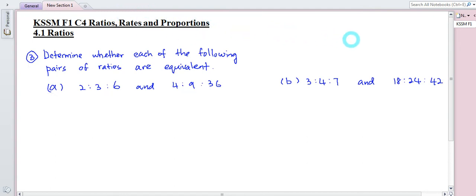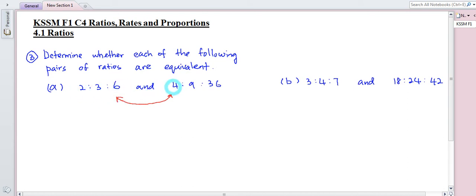Okay, so we go to the last part for this video. Determine whether each of the following pairs of ratios are equivalent. If equivalent, it means that these two ratios are the same. So this 2, 3, 6. They don't have any common factors. We stop here. And how about this one? 4, 9, 36. They don't have any common factor either. So definitely these two are not the same.